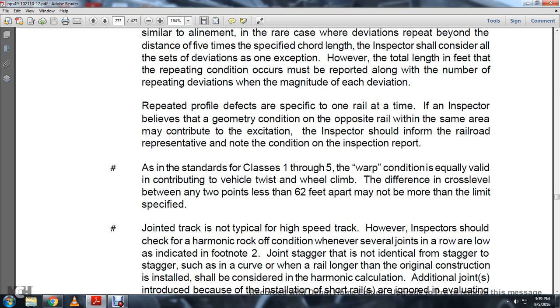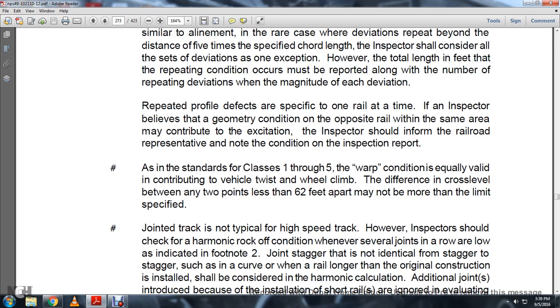Repeated profile defects are specified one rail at a time, if the inspector believes the geometry condition on the opposite rail in the same area may contribute to the excitation. The inspector should inform the railroad representative and note the condition in the inspector report. As it is standard for class 1 through 5, the warp condition is equally valid if it contributed to vehicle twist and wheel climb.